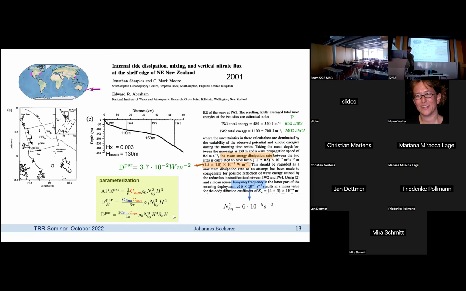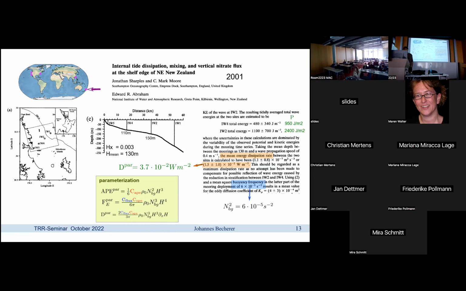So to test our parameterization again, we need stratification and the bathymetry. So we just browse through the text. I mean, the bathymetry we obviously get from that figure here. But we browse through the text and we also find mean squared buoyancy frequencies about this. Okay, it's something to plug in as well. Then we just stupidly apply our parameterization and we come up with energy numbers.